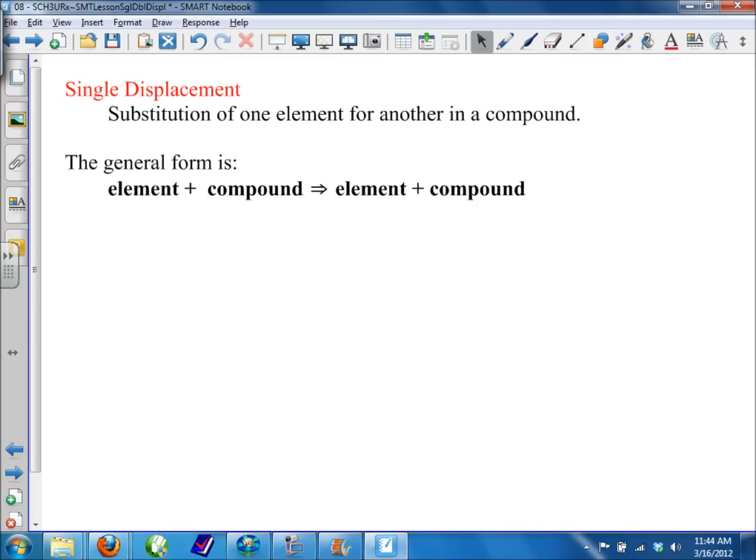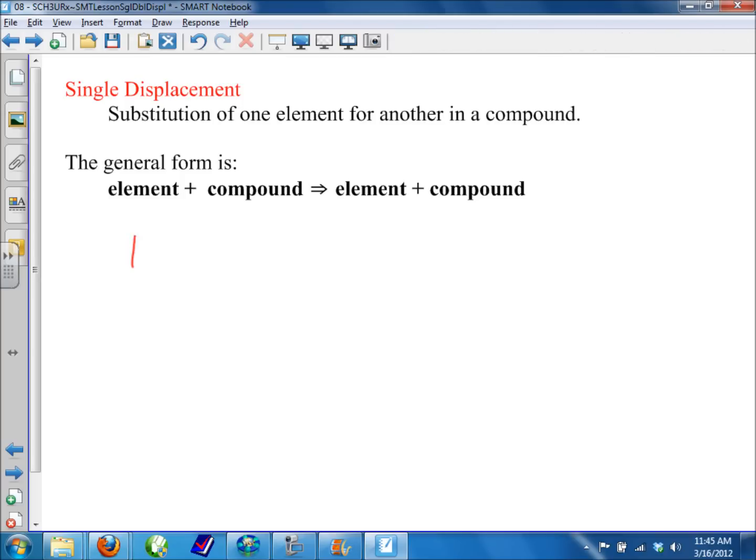The next type of reaction we're going to talk about today is a single displacement reaction. This is the substitute of one element for another in a compound. So the general form is element plus compound turns into element plus compound. I find that a little confusing. There are two general types that we're going to be talking about.